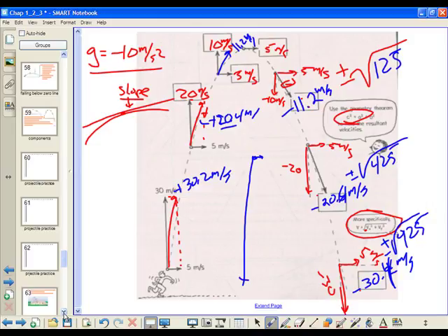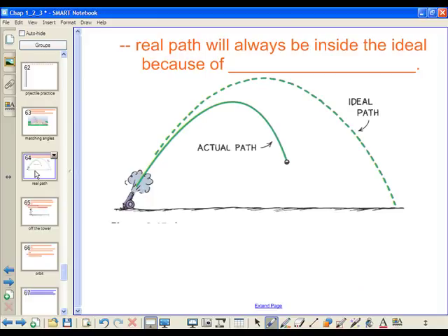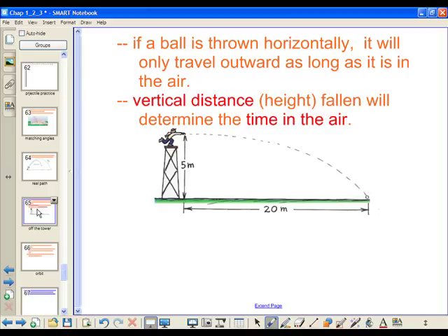All right. Remember, the last thing we talked about was the real path, how you'd be inside. So let's talk about this ball. A ball is thrown horizontally. I don't think we got to this, did we? If the ball is thrown horizontally, all of the velocity is in the horizontal. It's all in the Vx direction. There's no Vy, no down. It's just like dropping the ball. If a ball is thrown horizontally, it would only travel outward as long as it's in the air. That makes sense, right?